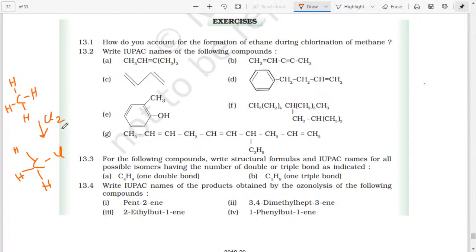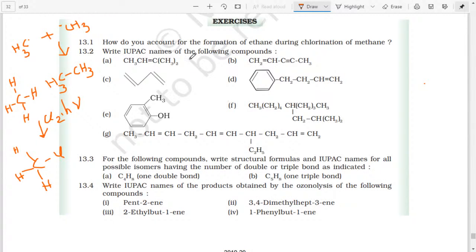Methane, upon chlorination in the presence of light, undergoes a free radical reaction where the intermediate is the CH3 methyl free radical, formed during the reaction mechanism. This methyl free radical reacts with another methyl free radical to give ethane. That is how you get it. So this is CH3 single bond CH3. You are going to get ethane.